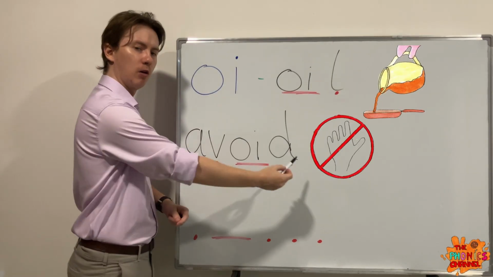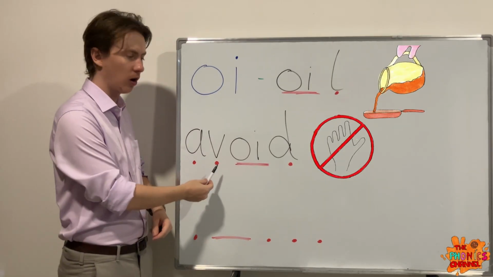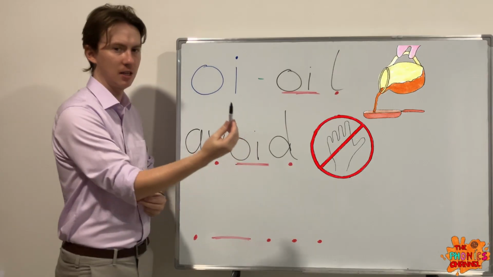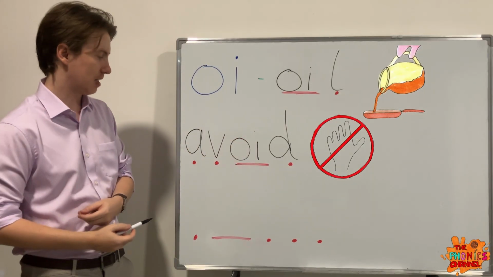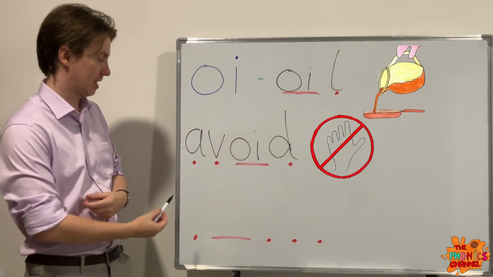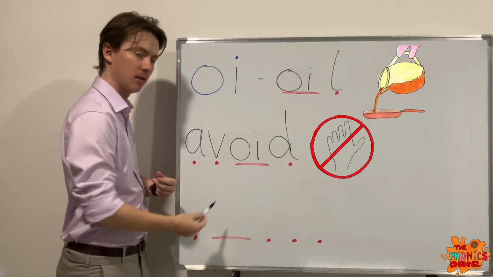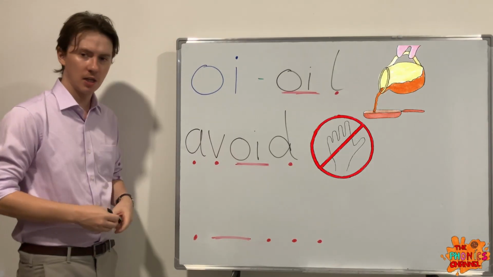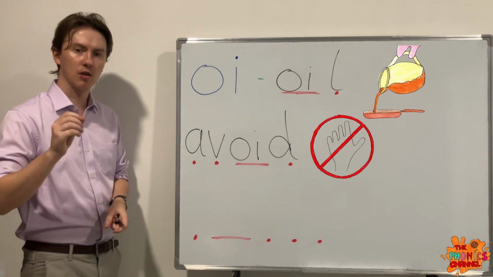You need to avoid them, stay out of their way. Avoid. Avoid. We have 5 letters and it's making 4 sounds. Avoid. Okay, super, avoid. And finally we have toilet.